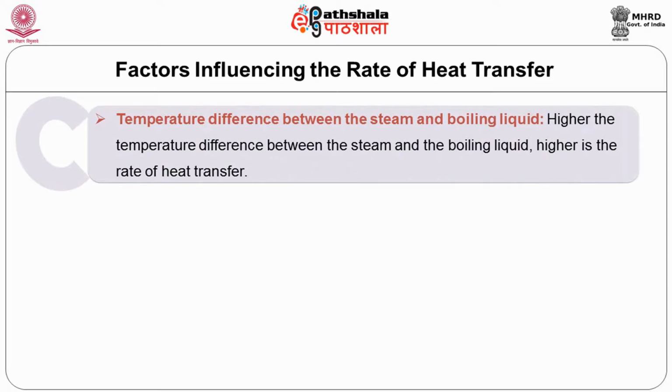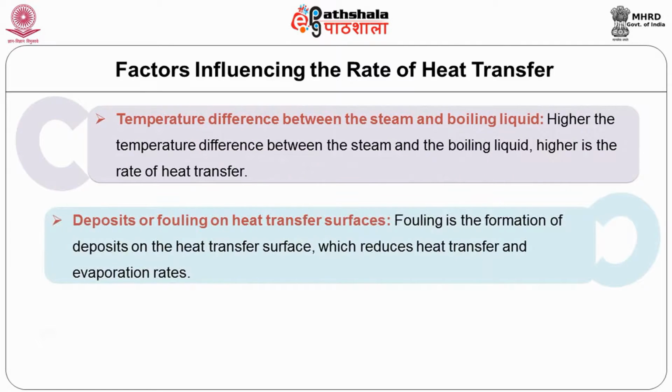The next factor is deposits or fouling on heat transfer surfaces. Fouling is the formation of deposits on the heat transfer surface, which reduces heat transfer and evaporation rate, that is, the efficiency of an evaporator, and also damages the quality of the concentrated product.